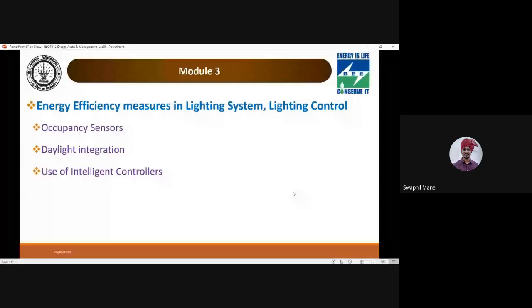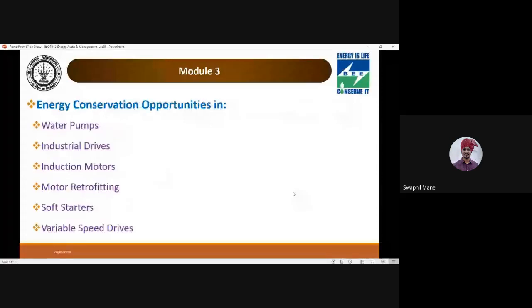Then the third part of module 3 will talk about energy conservation opportunities in water pumps, industrial drives, induction motors, then motor retrofitting, soft starters, and variable speed drives. Most of the time, or we can say the major portion of module 3, is this.